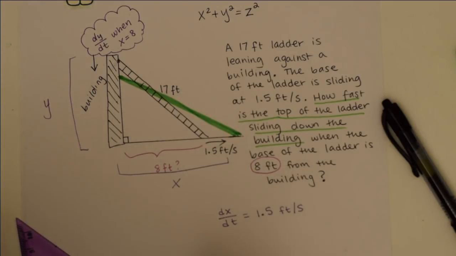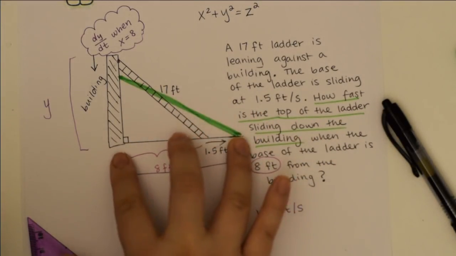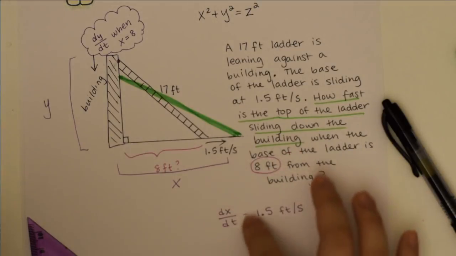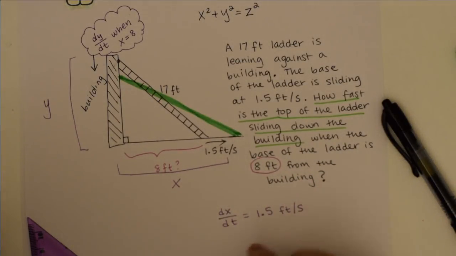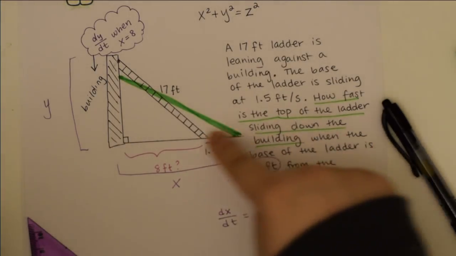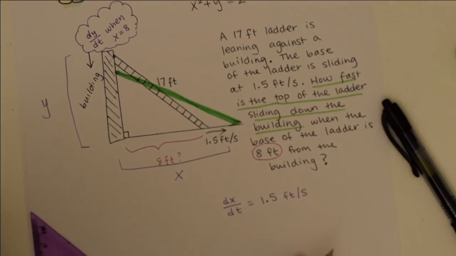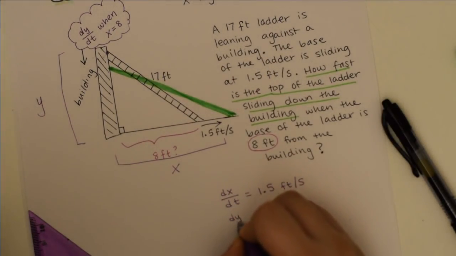The reason is that dx/dt is the change in x, the change in the distance, over time, and that distance is growing, it's increasing, which means that the derivative is positive. We know that because the base is sliding that way, so this distance is increasing. So our question is, what is dy/dt, which we just said.